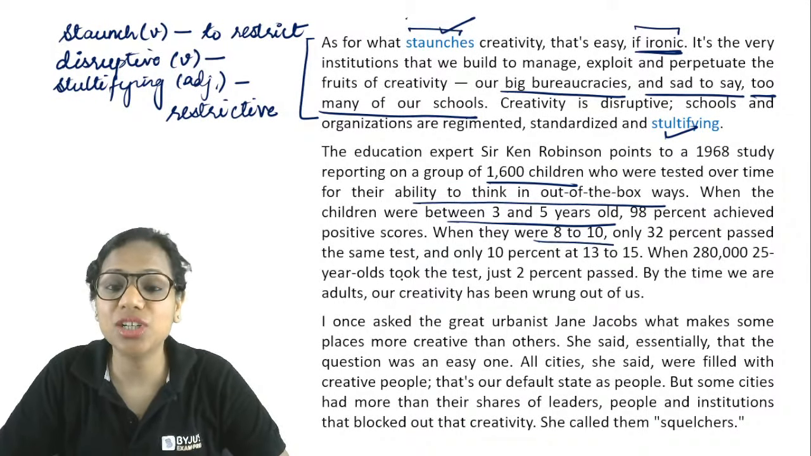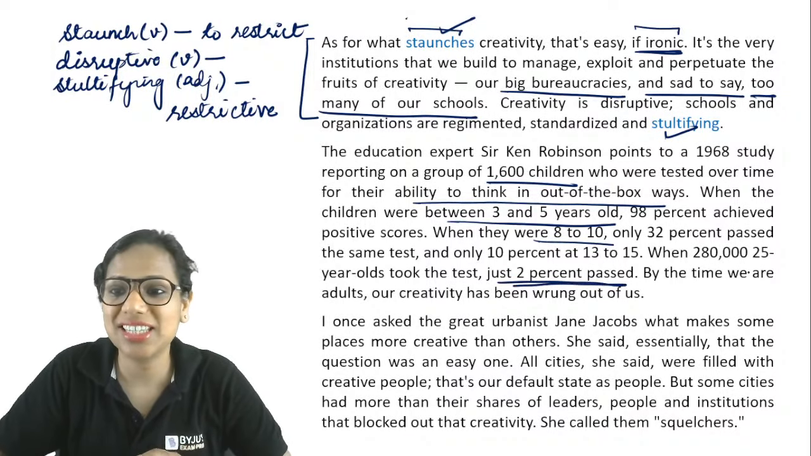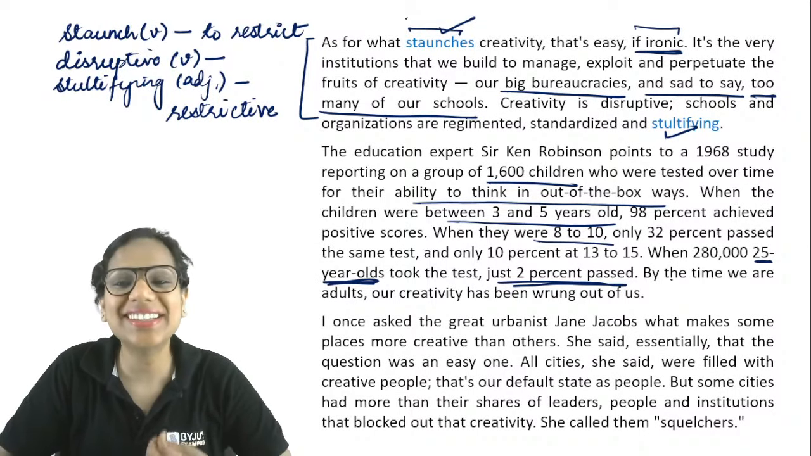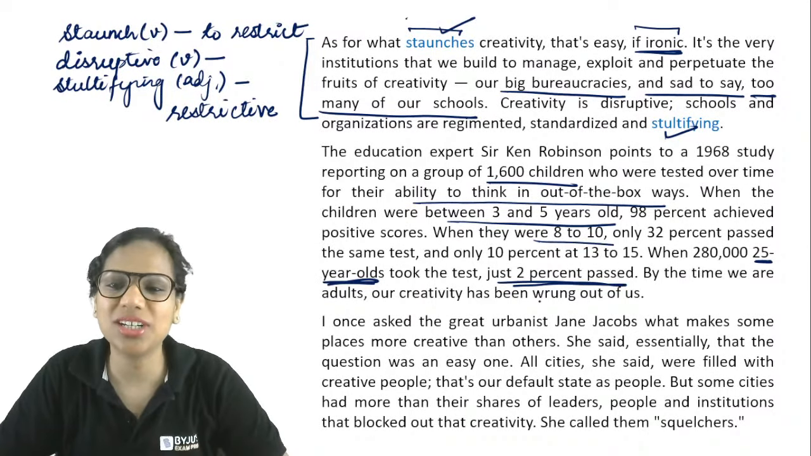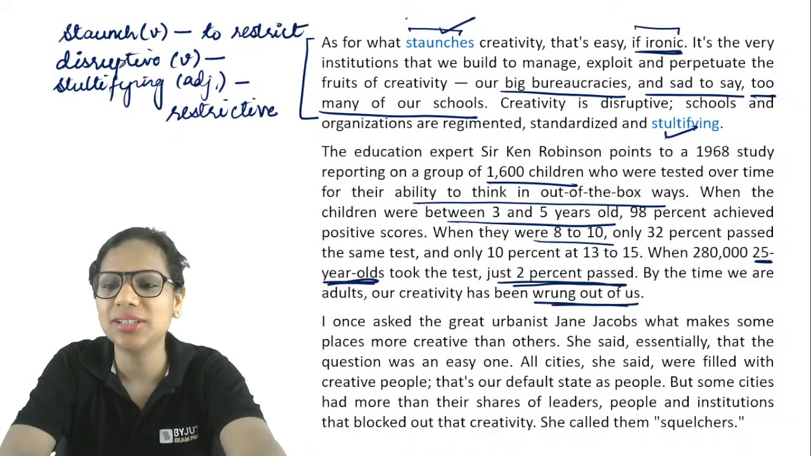280,000 25-year-olds took the test, just 2% passed. See, by the time they turned 25. So by the time we are adults, our creativity has been wrung out of us. What does this mean? To wring something out of a person, WRING, has been wrung out of us.